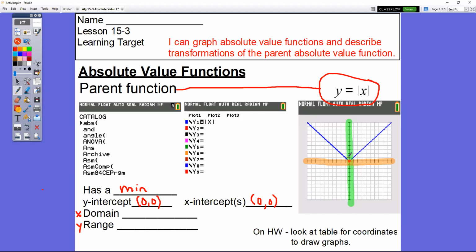It keeps on going and going and going to the left. It keeps on going and going to the right. If we zoomed out, it would just keep on going. So the domain, or the x values of the graph, are all real x values. All the real x values.